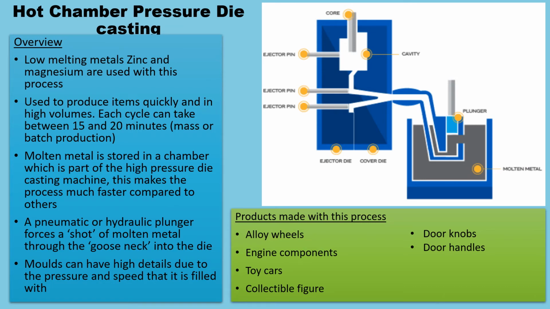So here is another overview as to what the hot chamber pressure die casting process is, what it looks like, and again the products that it is used to make. These products will be the same as the gravity chamber die casting. However, you could probably notice that perhaps doorknobs and door handles are what would probably be made on mass production, as they are a requirement that we need in our homes, so they are in huge demand for the construction industry and building trade.